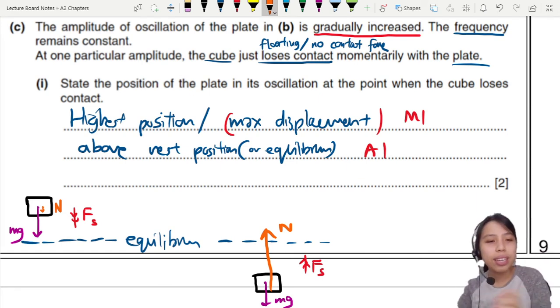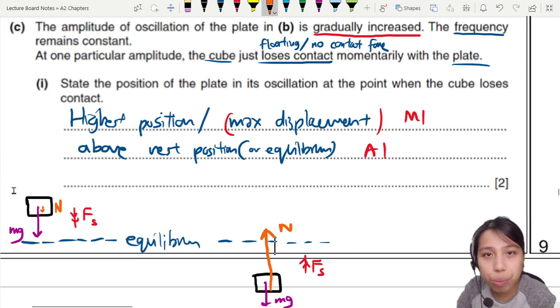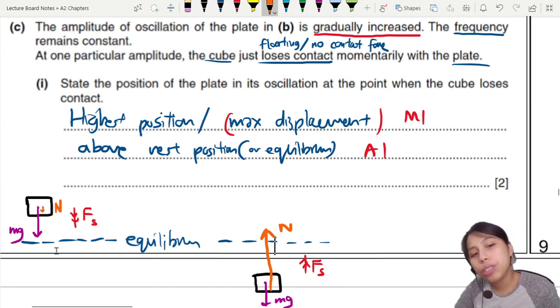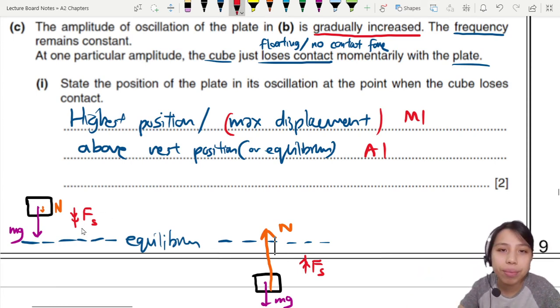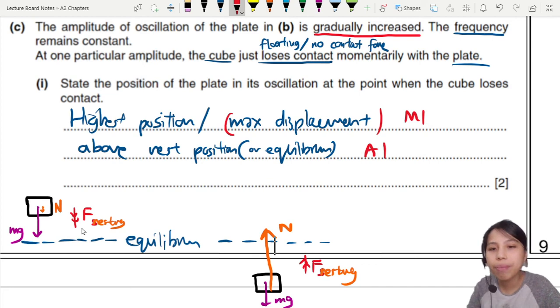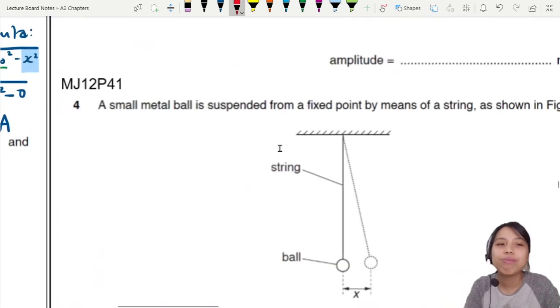Okay, so this one, where is N the smallest? Highest position, because mg already contributes a lot to the restoring force. Why do I say spring? Fs is restoring. Let's rename this restoring. Okay, so this point is important for the next part. Part 2.